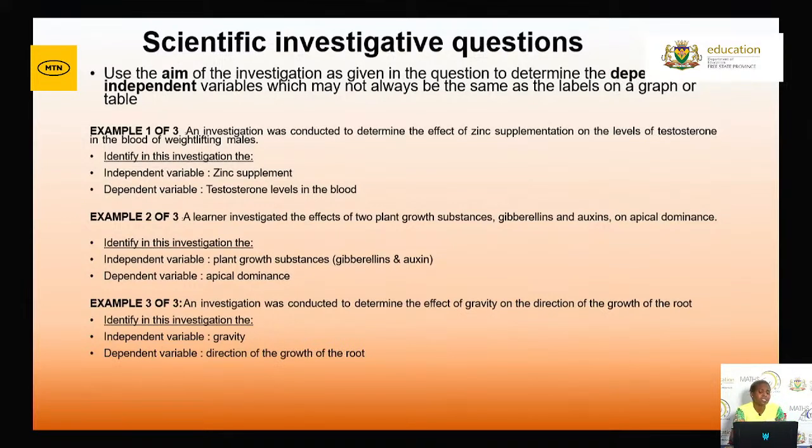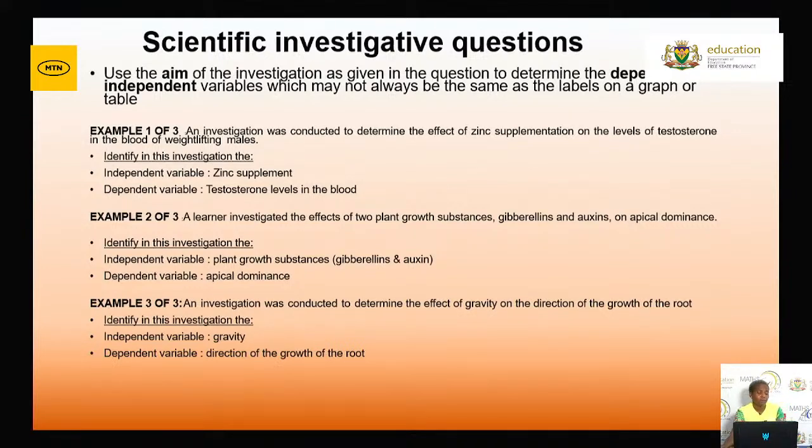As I have said before, please, before you identify these variables, which are dependent and independent variables, just make sure that there is a relationship between the two. And then we know that you can only say that apical dominance depends on what? On the plant growth substances, and in this case, which are gibberellins and auxin.